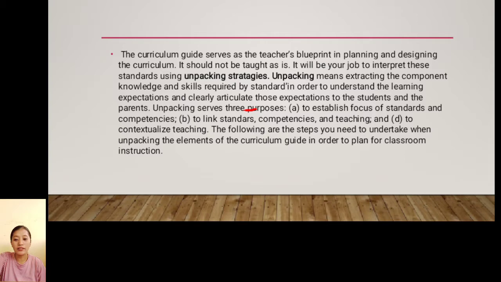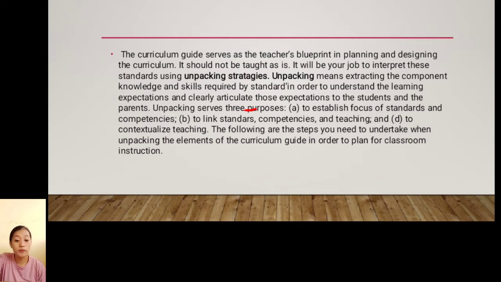So the curriculum guide serves as a teacher's blueprint in planning and designing the curriculum. It will be your job to interpret these standards using unpacking strategies. So unpacking means extracting the component knowledge and skills required by the standard in order to understand the learning expectations and clearly articulate those expectations to the students and the parents.